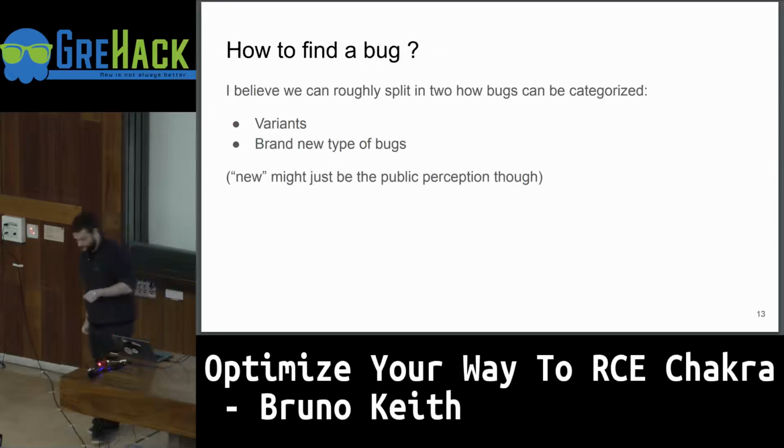Next question, of course, that I wish there was a known answer for, how to find a bug. For the purpose of this talk, I believe that we can do the following split in terms of trying to explain what kind of bugs we're looking at. First of all, variants, and second of all, brand new types of bugs. And one thing I really want to highlight is that by new, I'm talking, of course, here about the public perception, because you never know what's going on in the offensive market. But yeah.